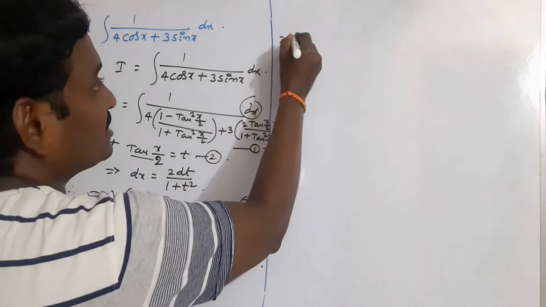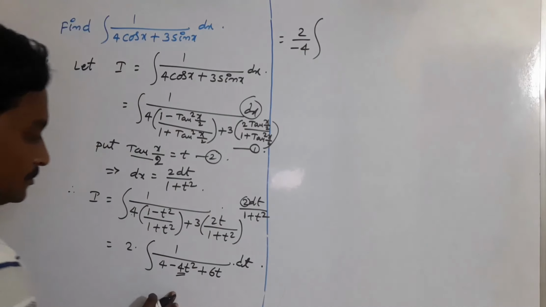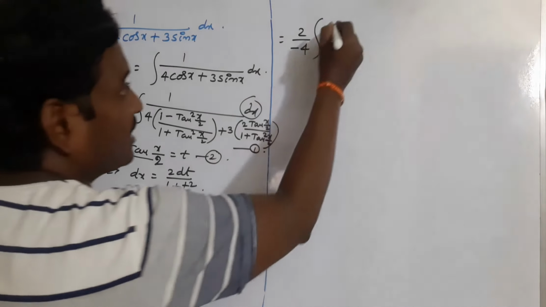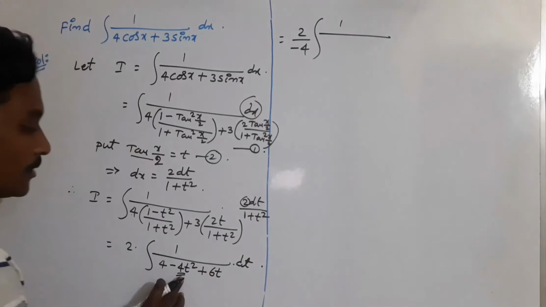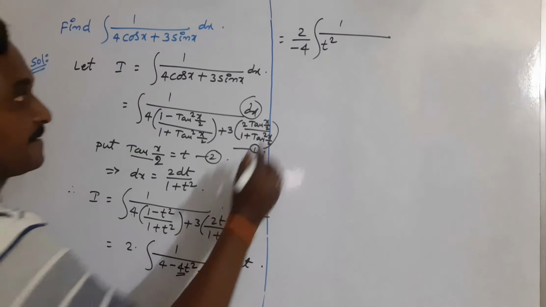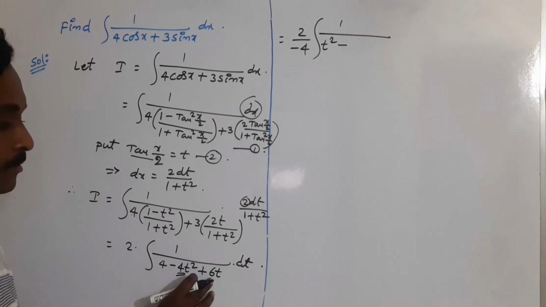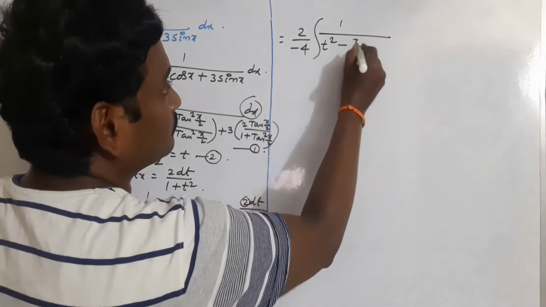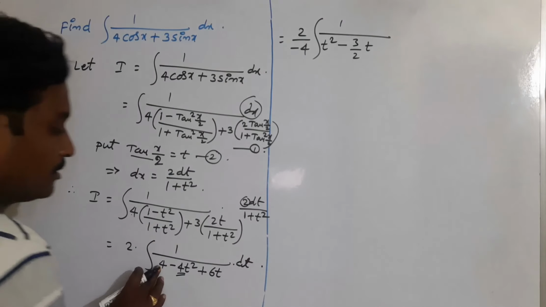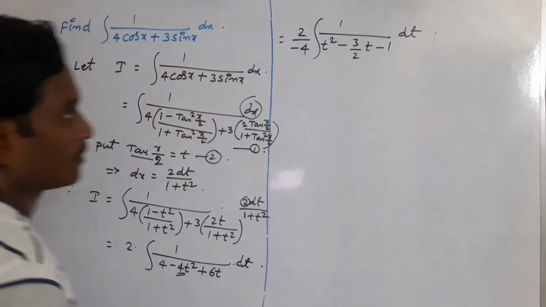So you can write this as 2 by negative 4. Take common the term minus 4 from the denominator. It becomes 1 by t square is the first term, minus 6 by 4, you should write here 6 by 4, which is 3 by 2, into t. Here already we have 4, so it is negative 1, into dt.